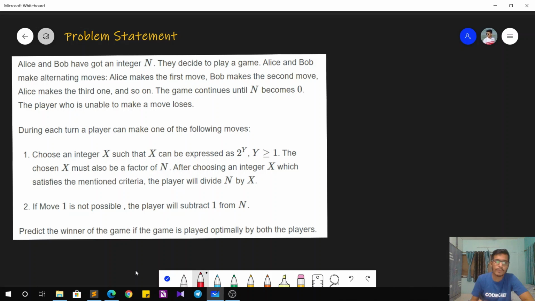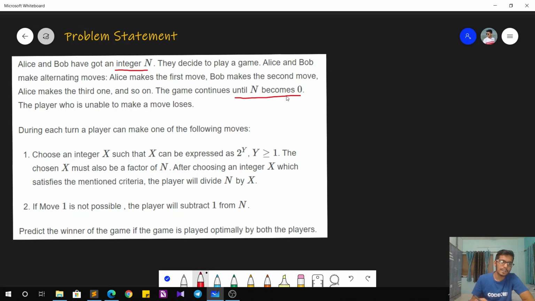Alice and Bob have got an integer n. Now to decide who is going to be the winner, they decide to play a game. The game goes as follows. They are going to make alternate moves, and the game will go on until n becomes 0. So n is going to be some positive integer initially, and the game will go on till n becomes 0. During each turn, a player can make one of the following moves.